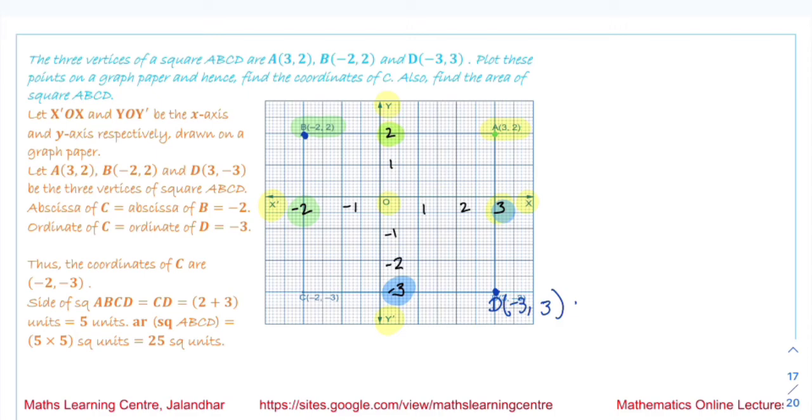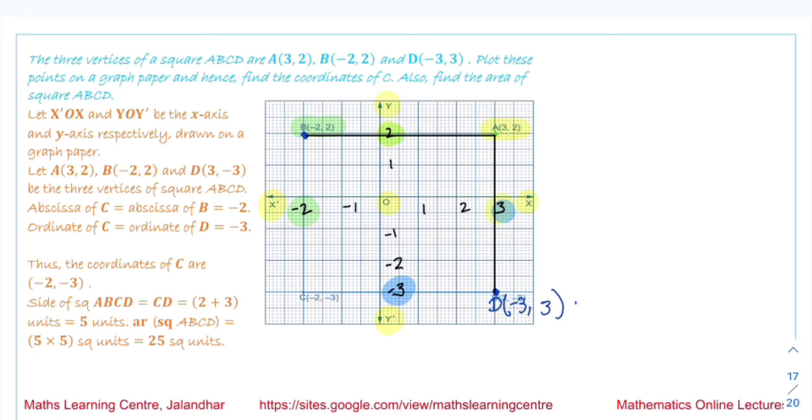Now we have drawn these 3 points. Next thing we do is we join these points. We have joined A and B. Then we joined A and D. Now the next point, we want to make it a square.